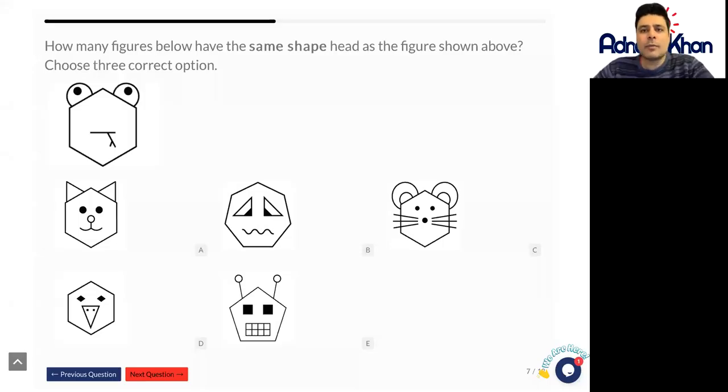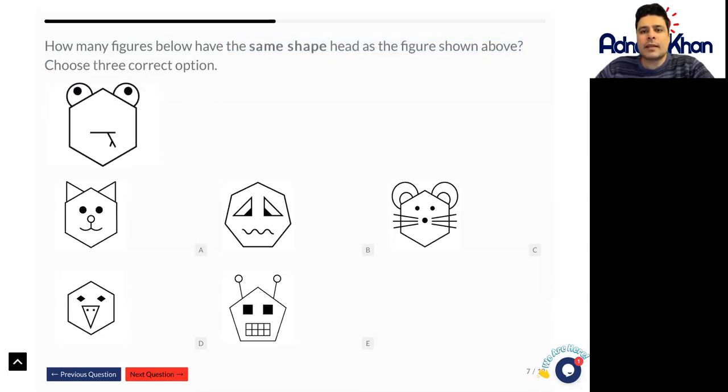Nonverbal reasoning is all about pictures and diagrams and trying to work out patterns and sequences. So let's have a look at our first question here. How many figures below have the same shape head as the figure shown above? So, the same shape head as the figure shown above.